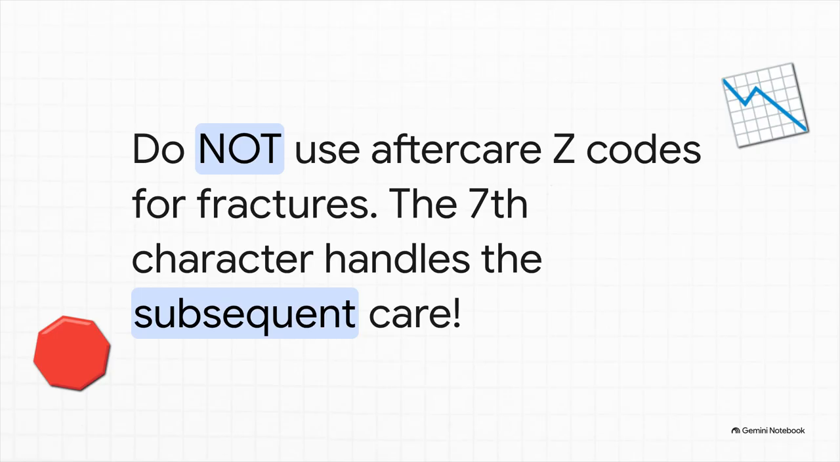And I really want to hammer this point home because it is a massive, incredibly common pitfall for coders. Do not use aftercare Z codes, like Z47 for orthopedic aftercare, for traumatic or pathologic fractures. Just don't do it. Always let that 7th character, which is usually D, do all the heavy lifting for subsequent care. If you put a generalized Z code on a specific fracture follow-up, your claim is going to get snagged, rejected, and sent right back to your desk. The 7th character is literally all the aftercare documentation CMS wants to see.